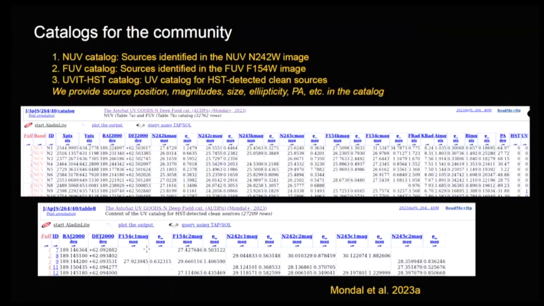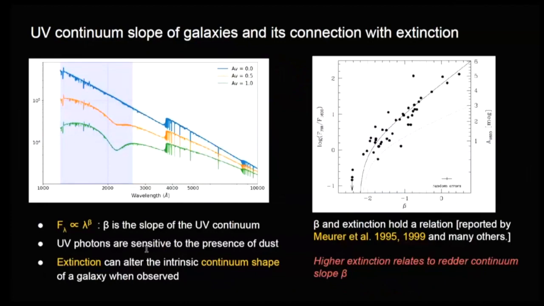These catalogs are now in the public domain. We have provided 3 catalogs: far UV sources, near UV sources, and 1 catalog of HST cross-matched sources with their UV magnitudes. Following that, we started using that catalog, along with other images we have in the archive, to do some more science.